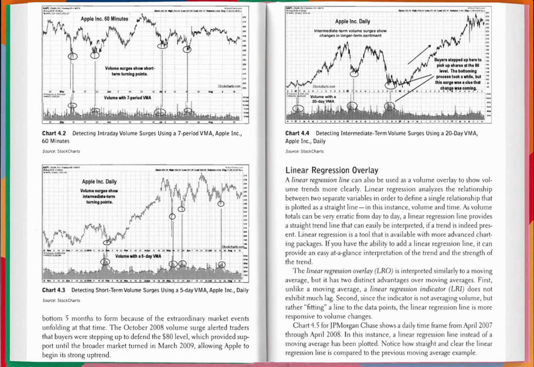Chart 4.5 for JP Morgan Chase shows a daily time frame from April 2007 through April 2008. In this instance, a linear regression line instead of a moving average has been plotted. Notice how straight and clear the linear regression line is compared to the previous moving average example.